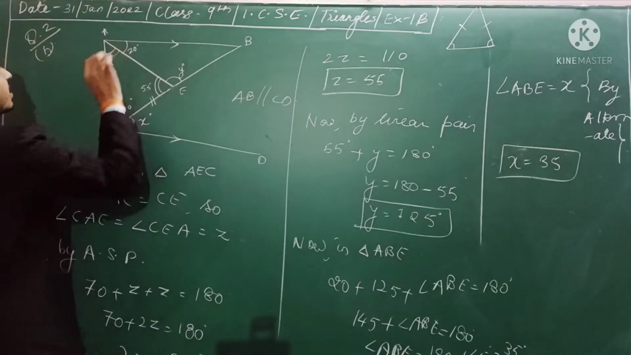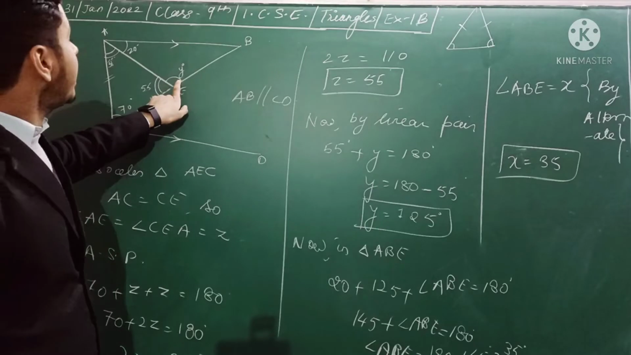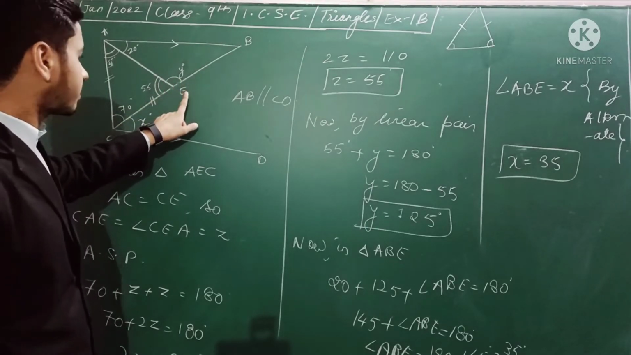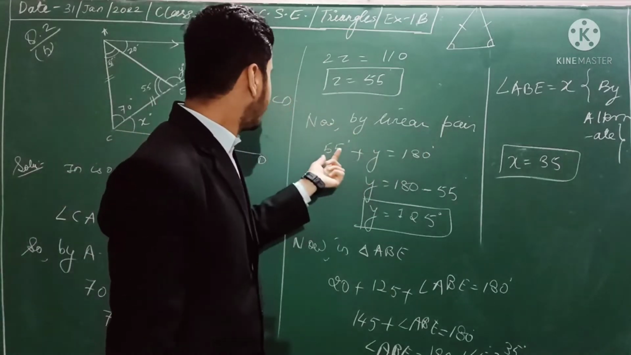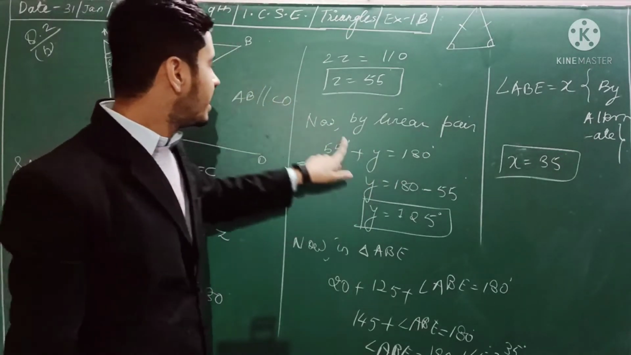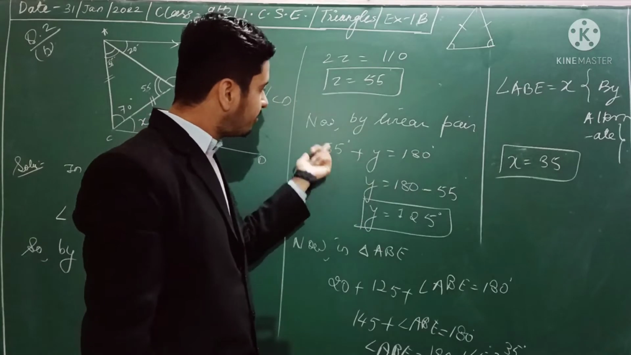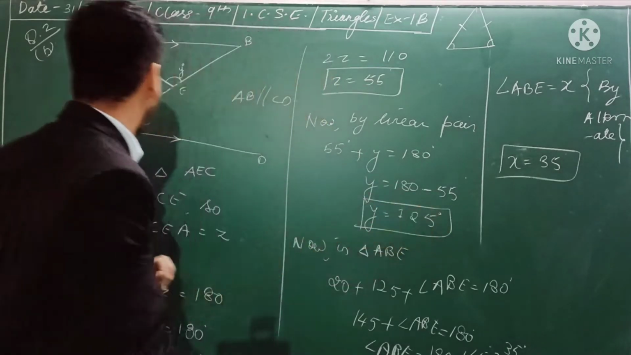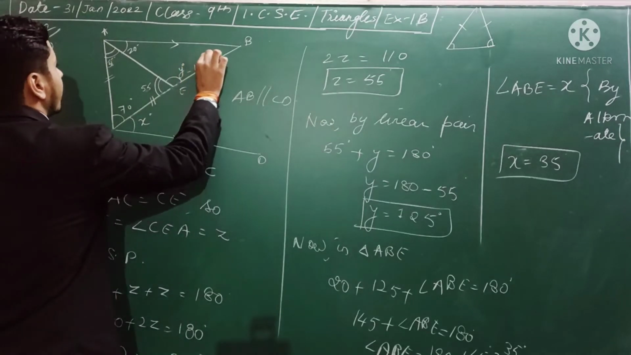Now with the help of this, can we find y with the linear pair, because it is on a straight line? By linear pair, 55 plus y is equal to 180. Transposing 55 to that side, y is equal to 180 minus 55, which is 125. So we got the value of y as 125.